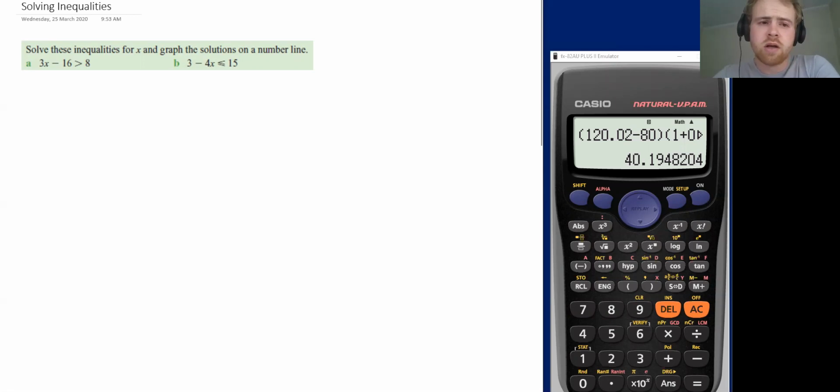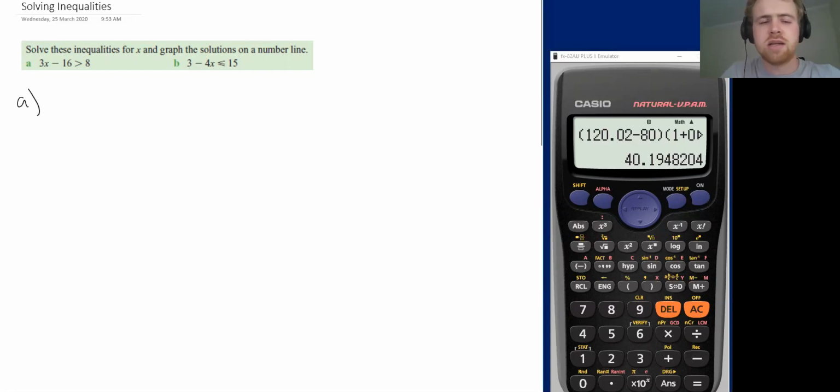Let's go through it. So for part A, we need to rearrange this inequality just like we would an equation, by moving things so we get that unknown on its own. We're going to move the other components in that expression to the other side of the inequality to find out what x is greater than or less than in this case. So let's do this part A together.